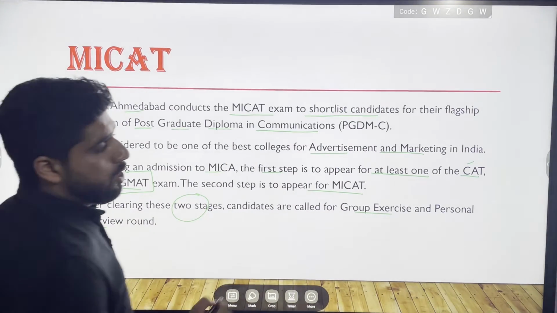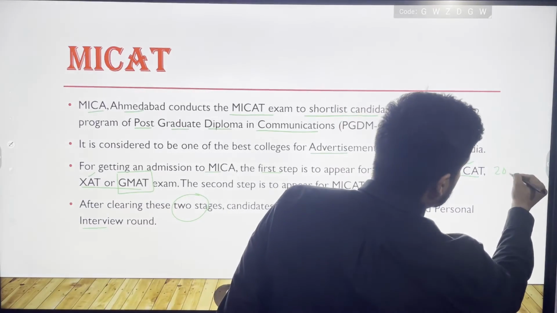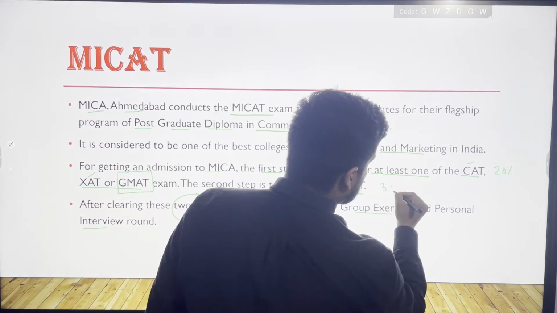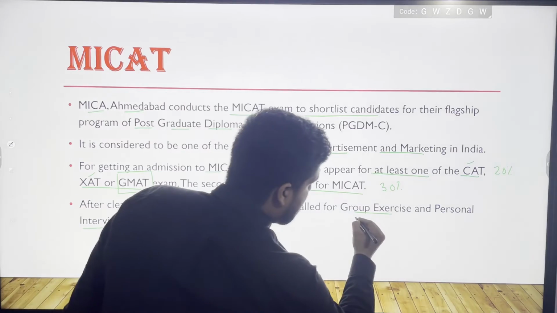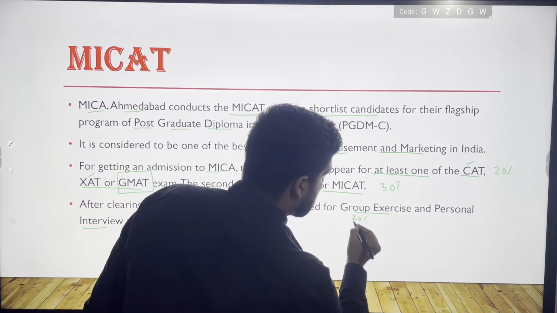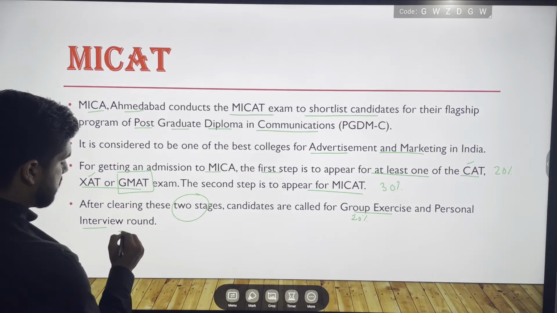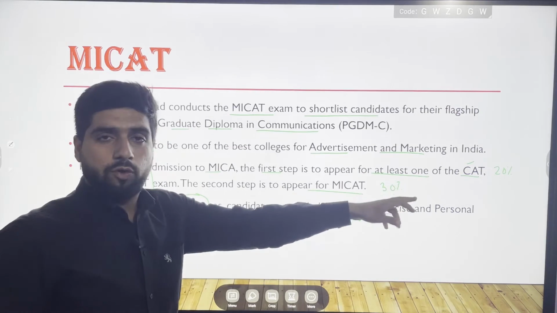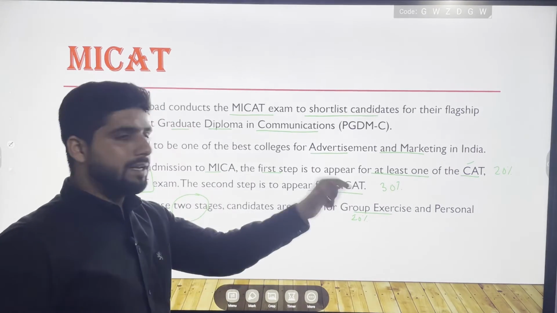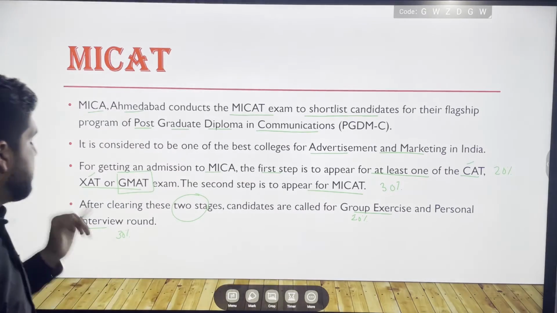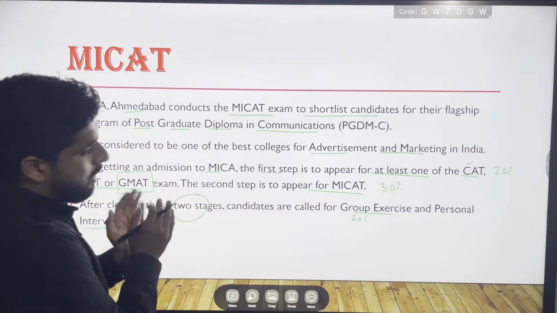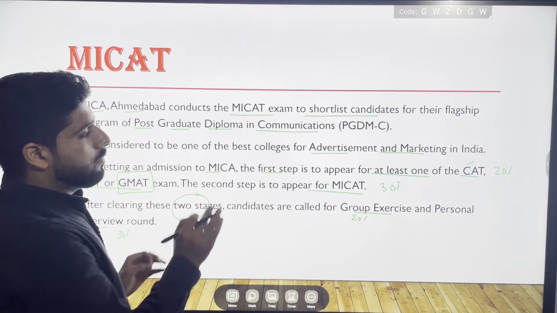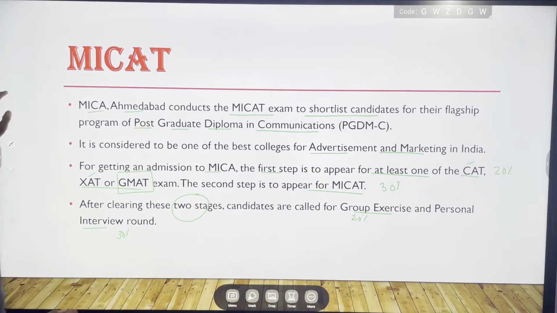अब यहाँ पे 20% weightage is given to the CAT, XAT or GMAT exam, then 30% weightage to the MICAT exam, 20% weightage to the group exercise and 30% weightage to the personal interview round. So we have to perform in all the 4 things. First of all in the CAT, GMAT or XAT exam, then in the MICAT exam, then group exercise, then interview round. So after clearing all these 4 sections, giving your best, you will get admission to the best college for advertisement and marketing in India.